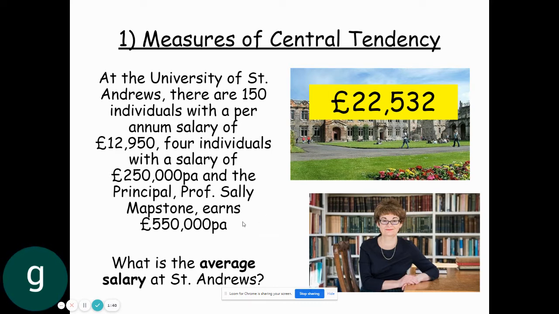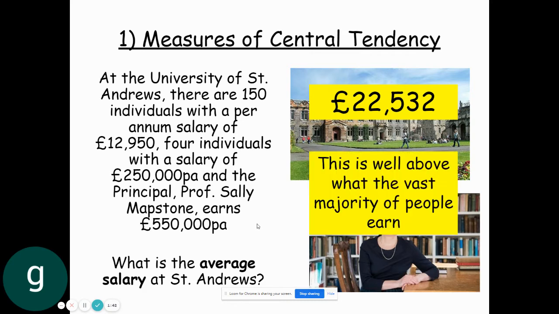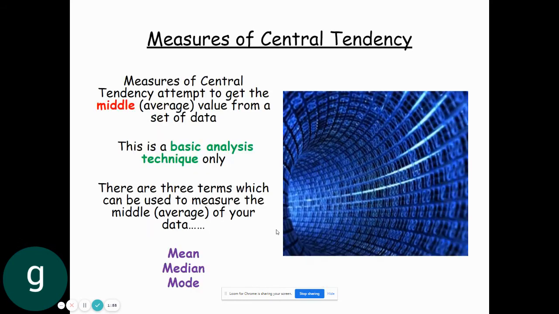This is not really a fair estimate or a fair representation of the salaries. This is well above what the vast majority of people in this university earn, and is brought up by the individuals over 250,000 and the principal professor. So we look at different ones. You'll come across this in simple mathematics. So the difference between means, medians, and modes.